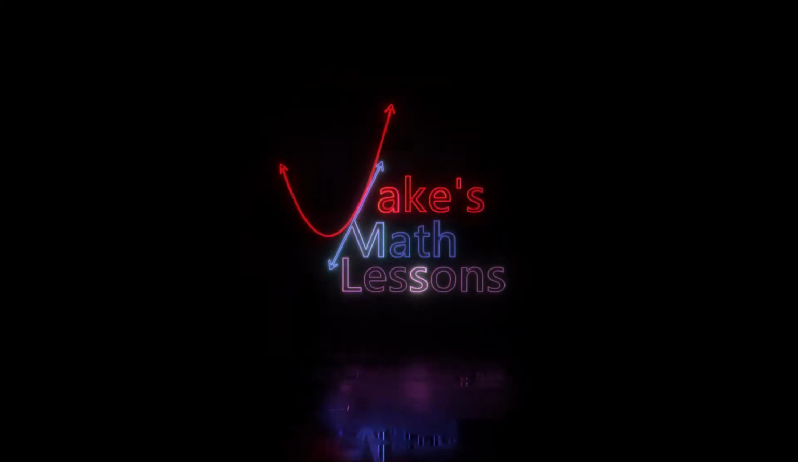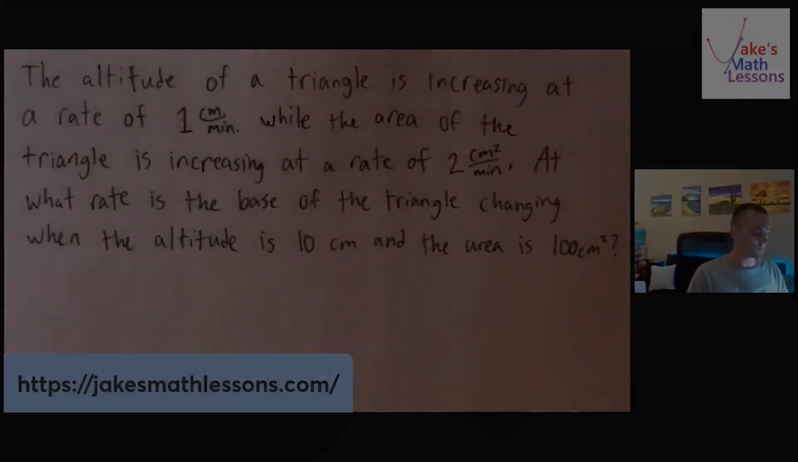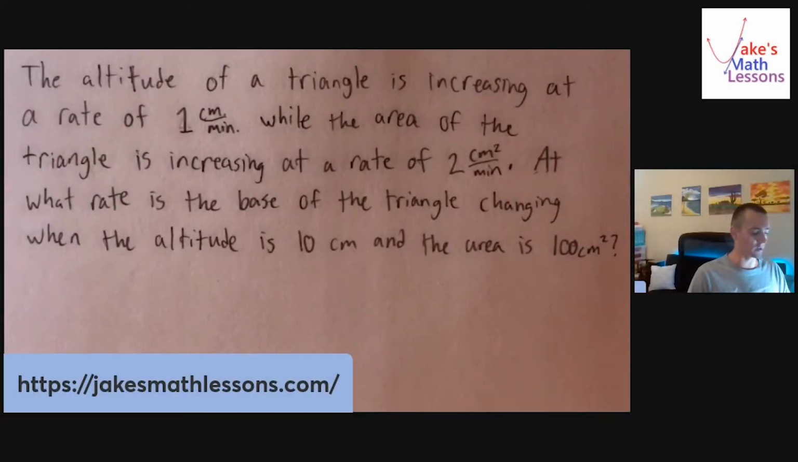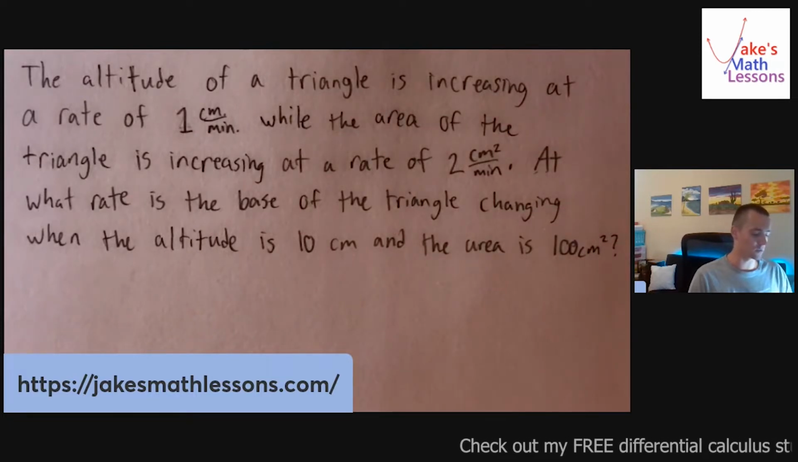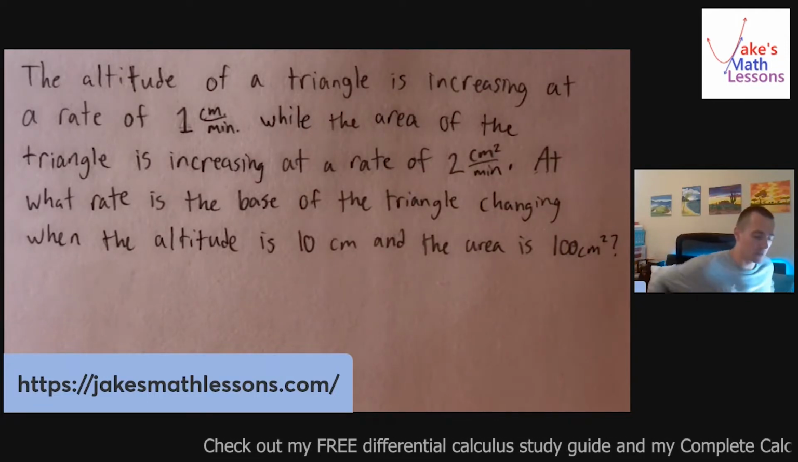But without further ado, let's go ahead and jump on into this example. The problem we're going to do is we're going to have the altitude of a triangle is increasing at a rate of 1 centimeter per minute, while the area of the triangle is increasing at a rate of 2 centimeters squared per minute. At what rate is the base of the triangle changing when the altitude is 10 centimeters and the area is 100 centimeters squared?